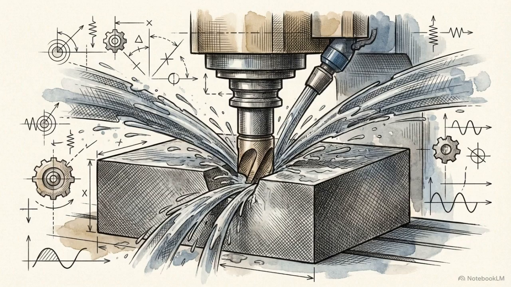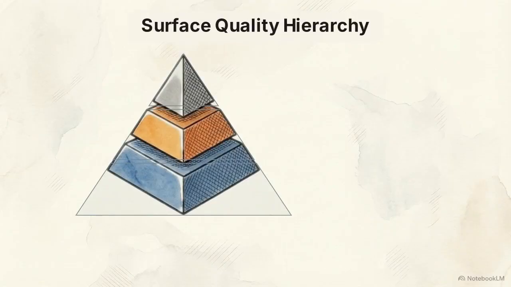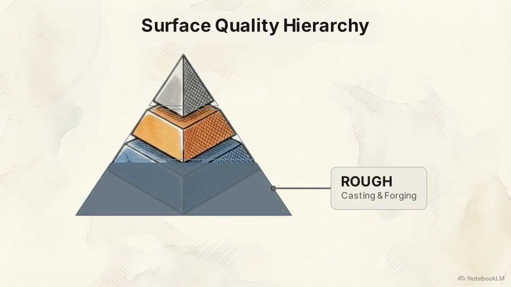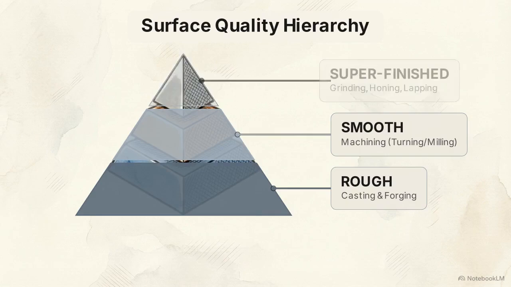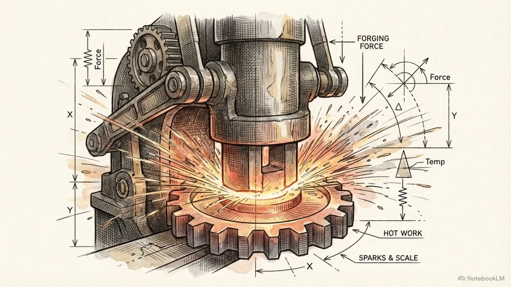Hitting a precise mathematical surface parameter demands strict, inflexible adherence to the physical laws of machining. Manufacturers rely on a hierarchy of distinct processes to hit different tiers of surface quality: rough, smooth, and super finished. Rough outcomes come from processes like casting and forging. They are cheap to produce and offer strong grip, but they generate massive amounts of friction.